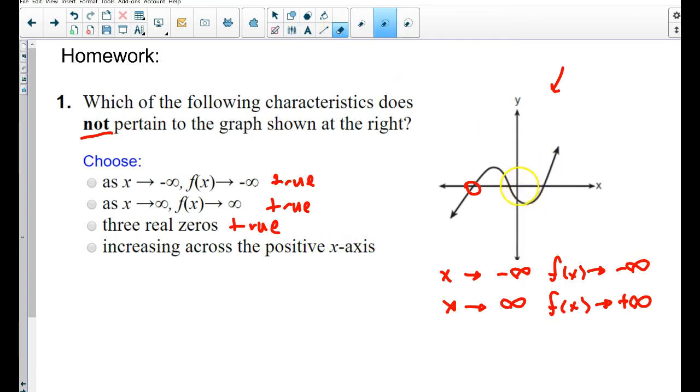So what that means is you're only looking at the positive x-axis, so that's everything to the right of the origin. And notice that the function is first decreasing and then it's increasing. So therefore, it's not increasing entirely over the interval, and that's why this is the incorrect choice. Or rather, this is the full statement, which is the correct choice.